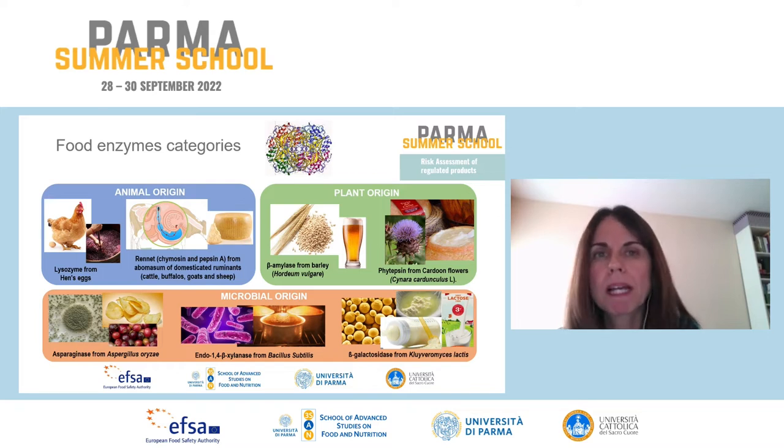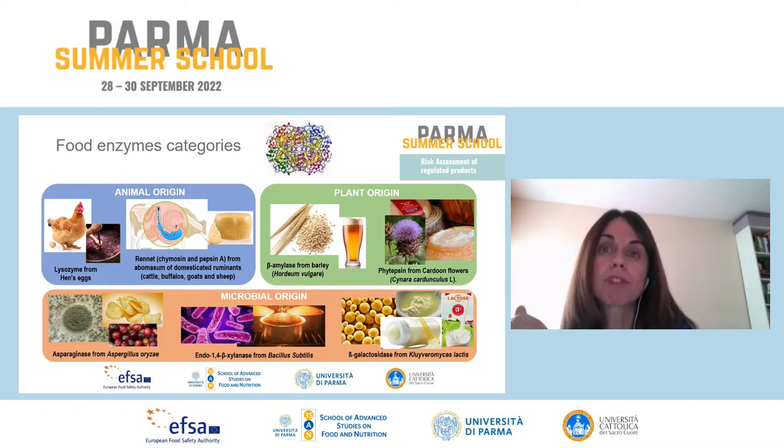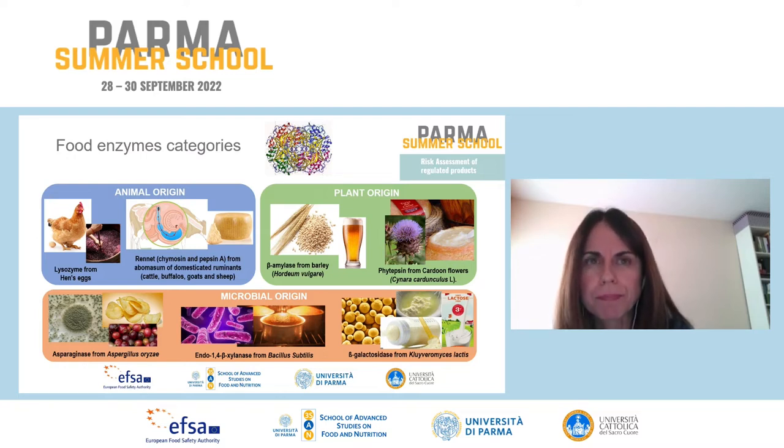As examples of plant-derived enzymes, we have beta amylase extracted from barley. This is an exo enzyme that breaks down starch, amylose and amylopectin, into maltose. So one of its main uses is in the brewing process. The enzyme increases the amounts of fermentable sugars during brewing, and thus this increases the brewing yield. So it's commonly used.